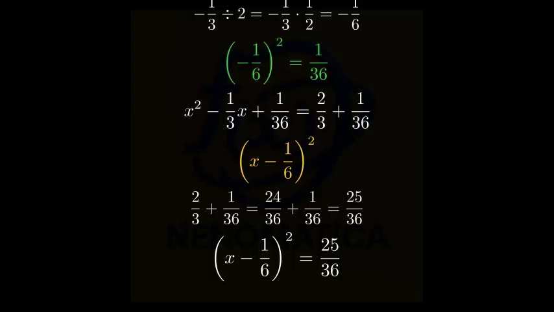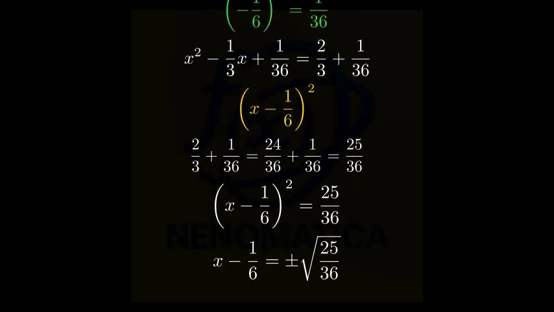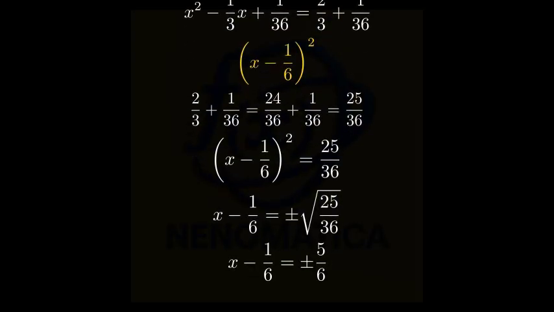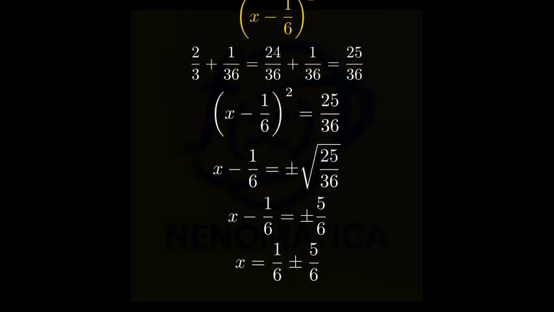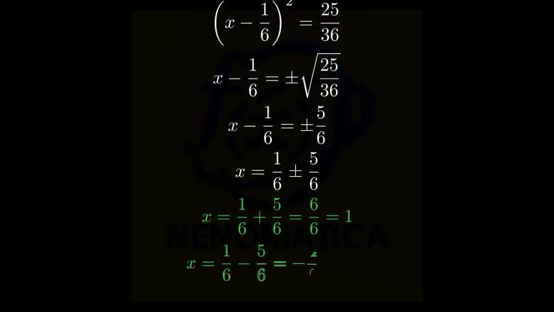Step 7. Take the square root of both sides. X minus 1/6 equals plus or minus the square root of 25 over 36. That simplifies to plus or minus 5 over 6. Step 8. Solve for x by adding 1/6 to both sides. X equals 1/6 plus or minus 5/6. We now compute the two values.